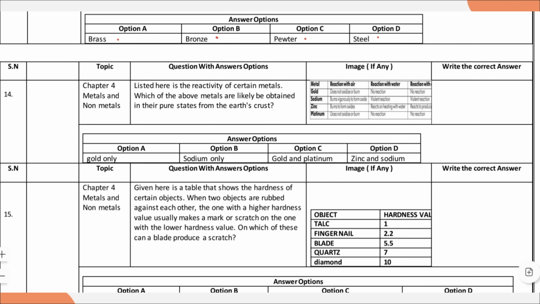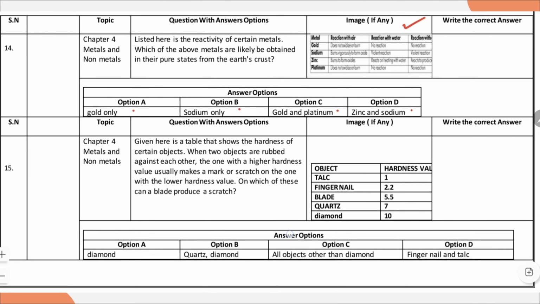Next, question number 14. Listed here is the reactivity of certain metals. Which of the above metals are likely to be obtained in their pure state from the earth's crust? So your options are gold only, sodium only, gold and platinum, and the last option zinc and sodium. To answer this question you need to watch this table and, based on this table, answer.